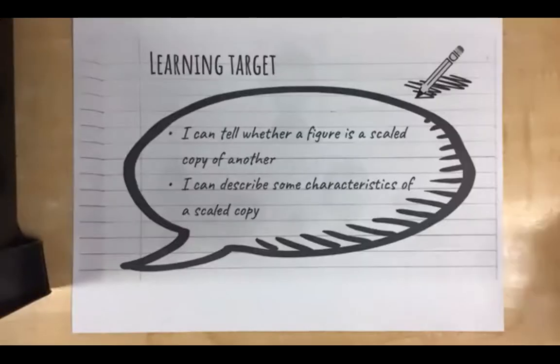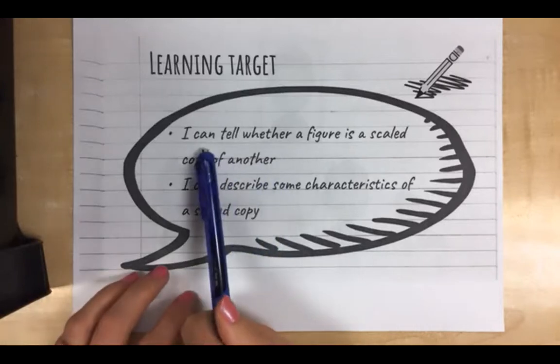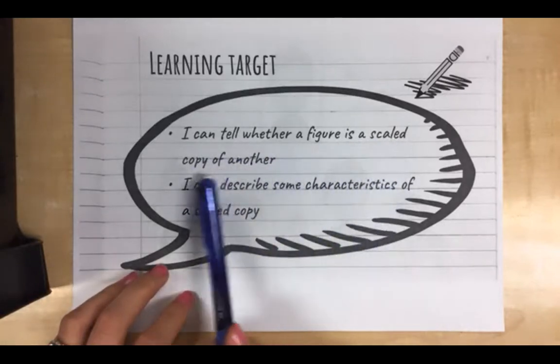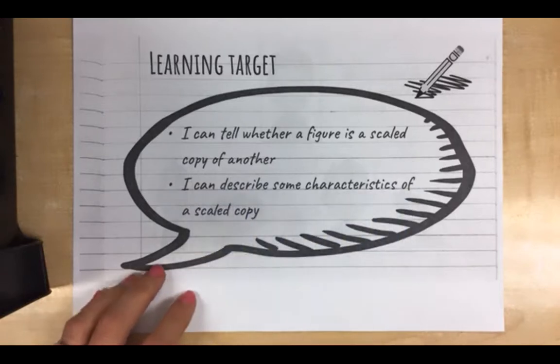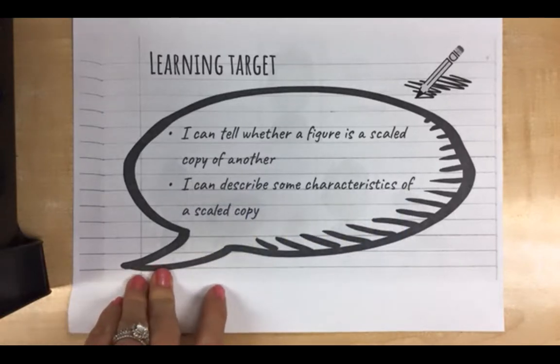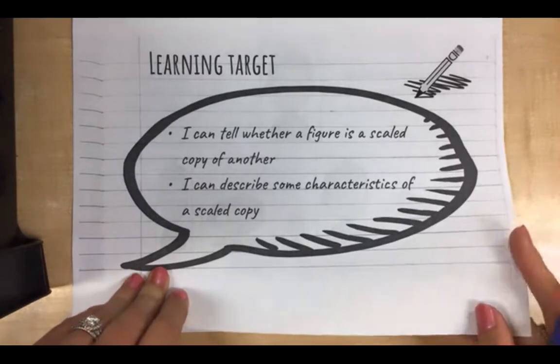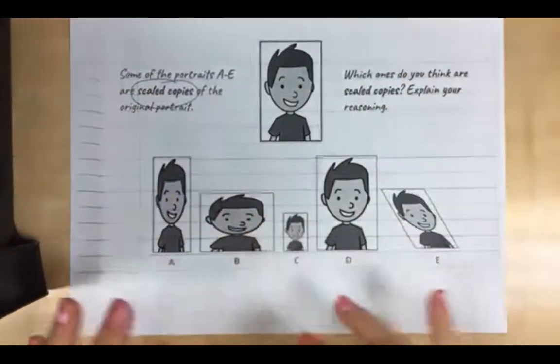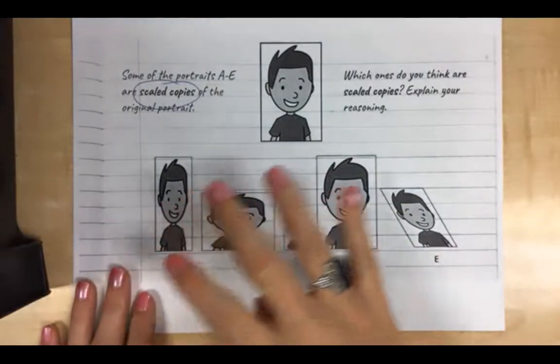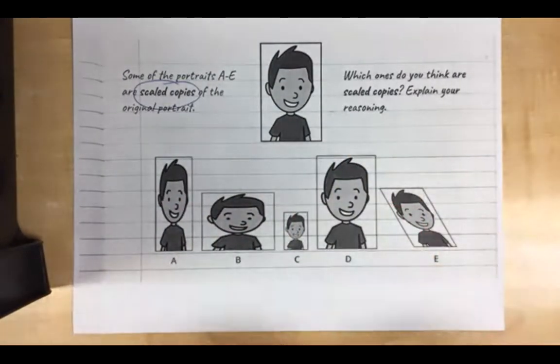Now what I want to do is let's talk about scaled copies. So today we are going to be able to tell whether a figure is a scaled copy of another and also describe some characteristics of a scaled copy. So what is a copy of something? Remember, if I copy a piece of paper, I want to make it very, very similar to the original, right? So we're going to explore that.